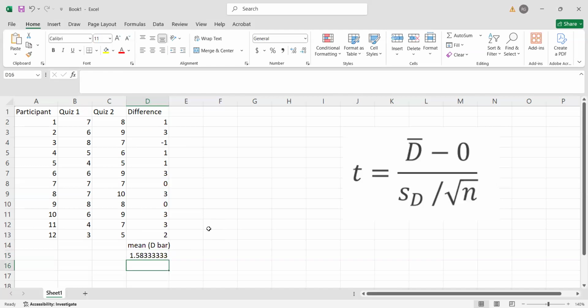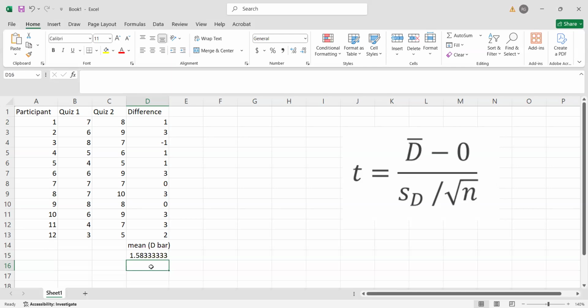That is our mean difference score, 1.58. All right. So we've got one piece of the puzzle over here. We've got basically our numerator taken care of. Now we need to figure out the standard deviation of the difference scores. And we do know how many people are in our sample. There are 12 people in our sample. Okay. So we need to find the standard deviation.